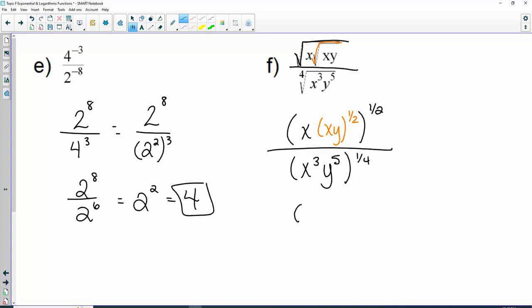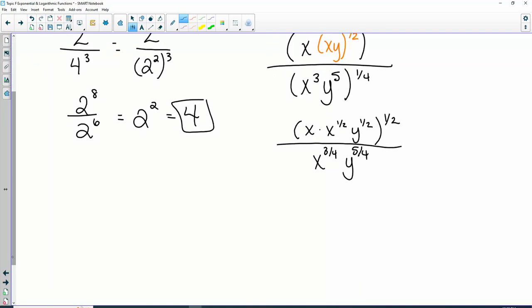Let's start on the inside. So I would have to distribute this 1/2, so the x, that's x to the 1/2, y to the 1/2. What do I do with my 1/4? X to the 3/4, y to the 5/4. So you can either combine or distribute first. I heard distribute, so that's x to the 1/2, x to the 1/4, y to the 1/4.